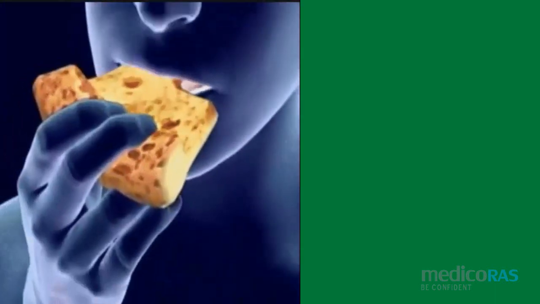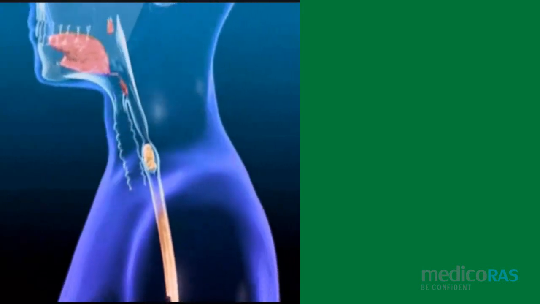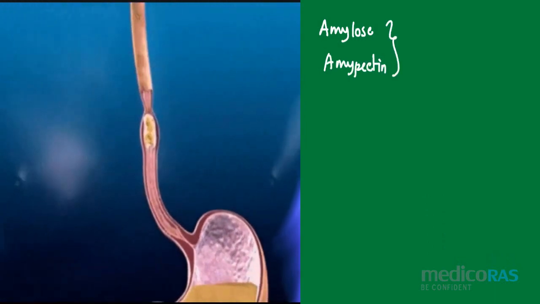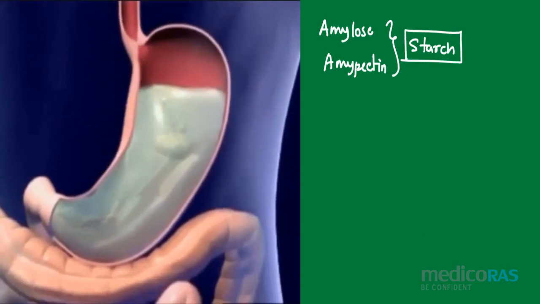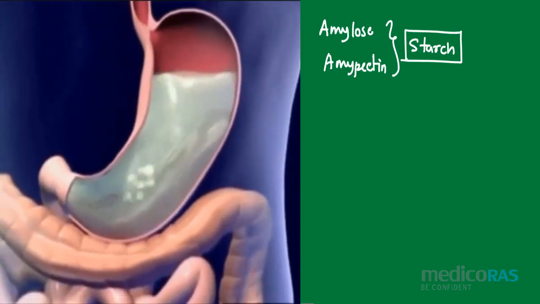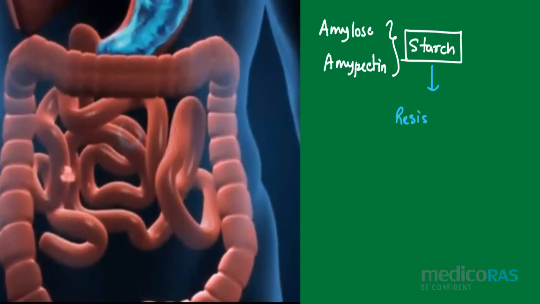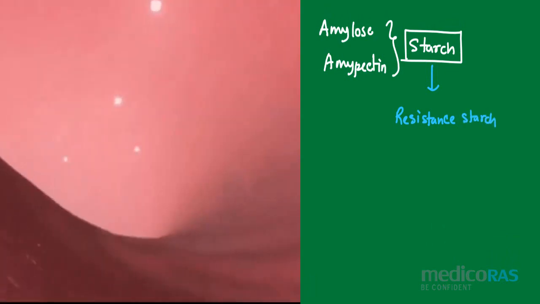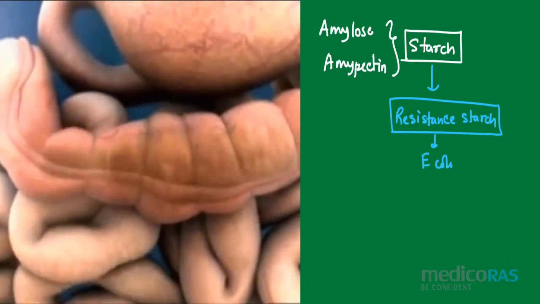As you know from the previous video on carbohydrate digestion, carbohydrates are actually in the form of amylose and amylopectin. As we have discussed, these two, amylose and amylopectin, are nothing but the starch molecule. Almost all starch can be digested inside the stomach, and some starch which remains as such, known as resistant starch, can only be digested inside the large intestine in presence of E.